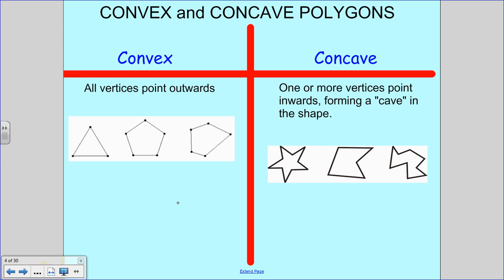Not only do we have polygons, but polygons could be both convex or concave. Convex means that all vertices point outwards. And also, I should be able to form a diagonal, which simply means from vertex to vertex. And all diagonals are going to be in the figure of a convex polygon. So all these diagonals are inside the figure.